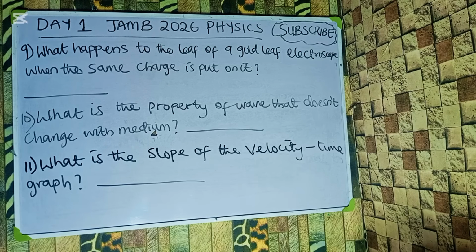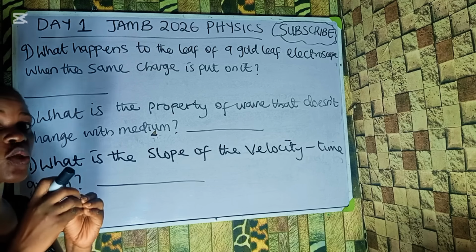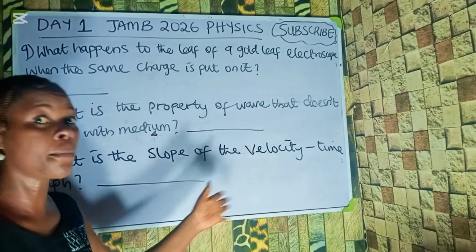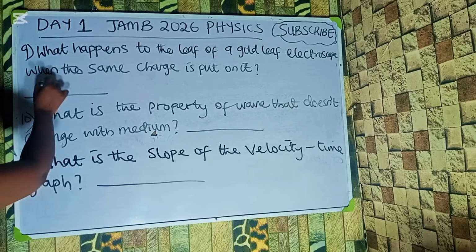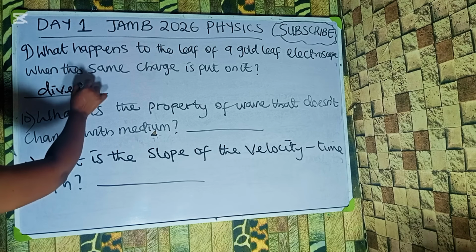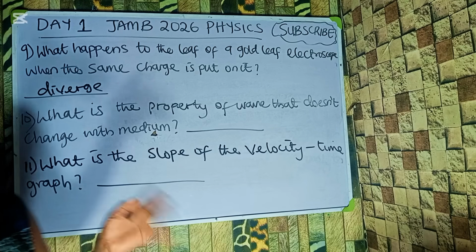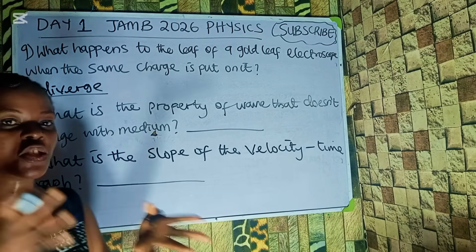Question 9. What happens to the leaf of a gold leaf electroscope when the same charge is put on it? If we have the same charge on a gold leaf electroscope, it's going to do what? Diverge. That is, open. But if you have opposite charge, it's going to do what? Close up. All right.